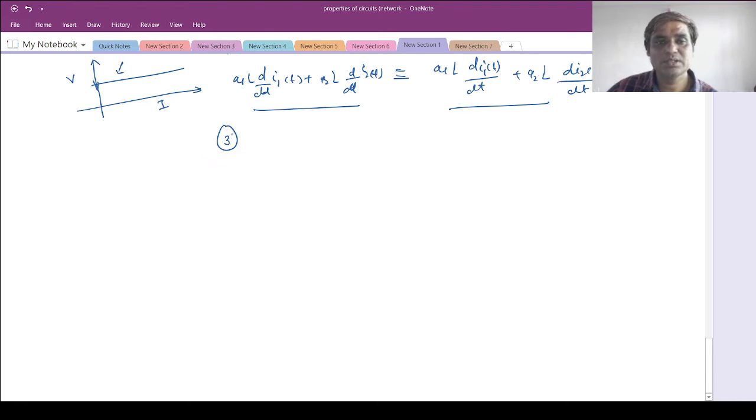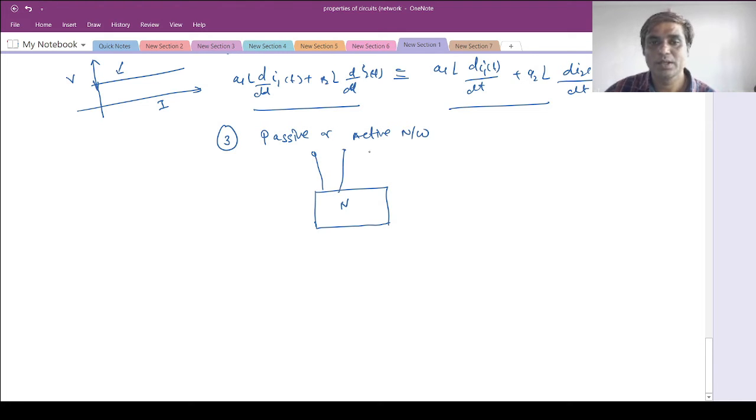Then the third property is whether your network is passive or active. So how to check that? Suppose I have a network with multiple ports, with the condition that the sources are connected at the outside terminals, with the assumption that there is no source present inside the network. All the sources are present outside the network.